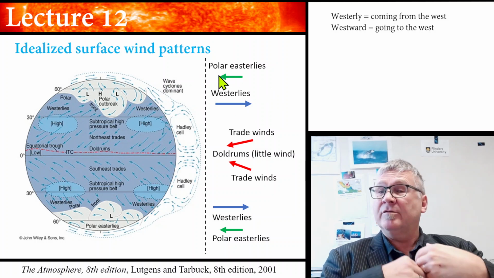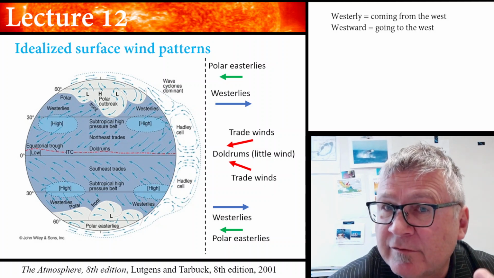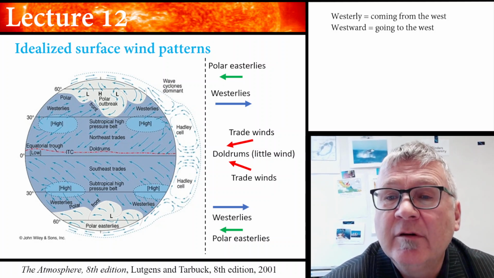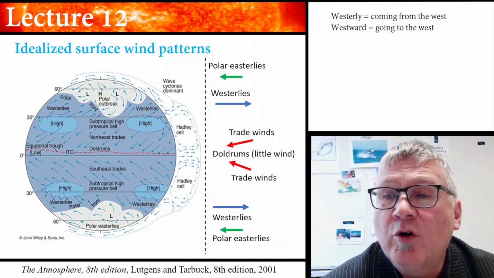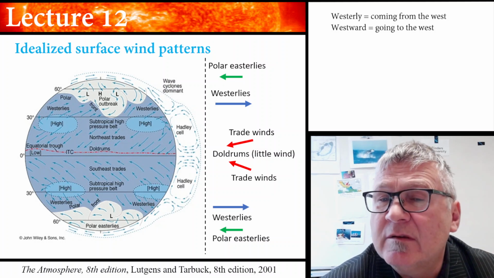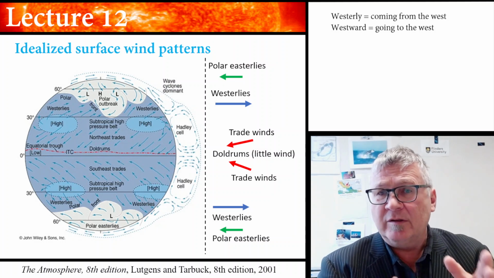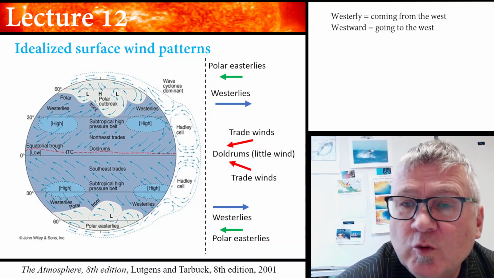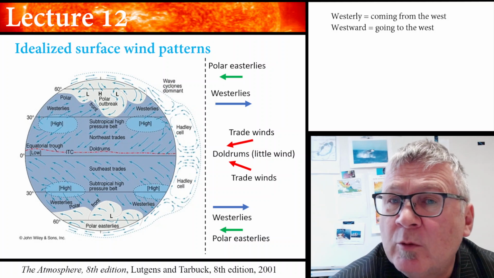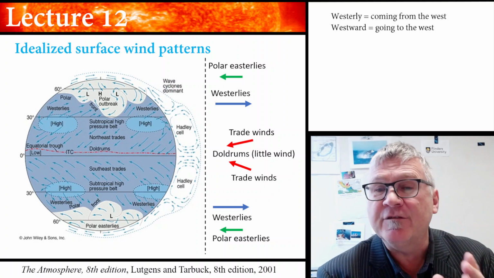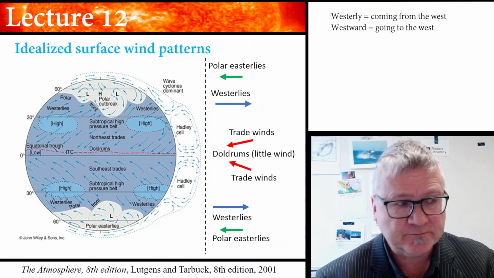So let me say it again in terms of the definition of the terms that we use. Westerly means coming from the west, and westward means going towards the west. In terms of ocean currents, we use westward, eastward, because we want to know the direction the current is drifting us into, and in terms of winds, we want to know where the wind is coming from. So it's really important to understand that fine difference in the words that we use.